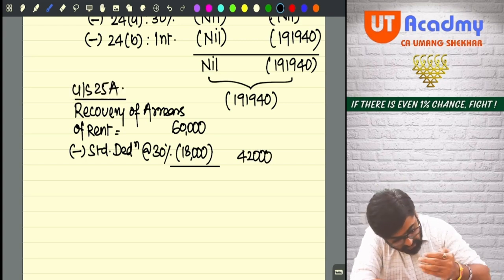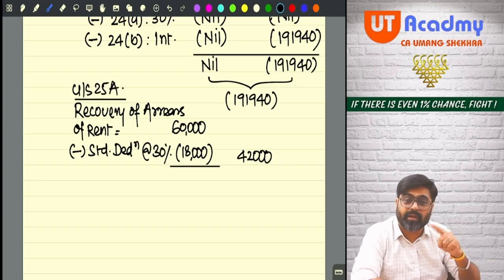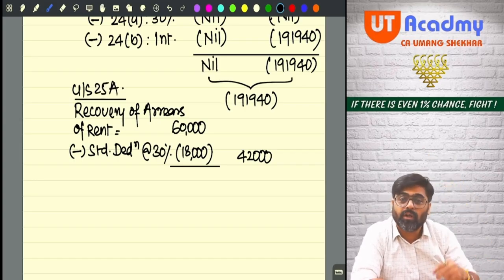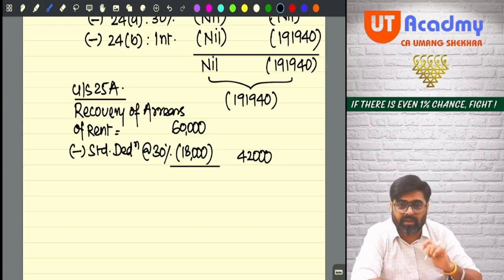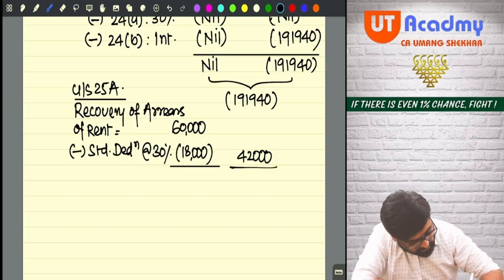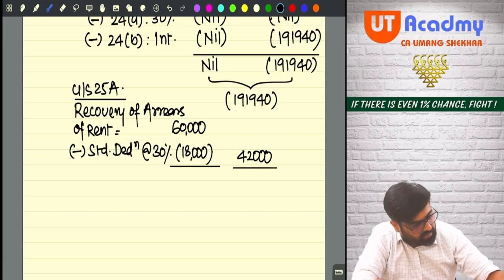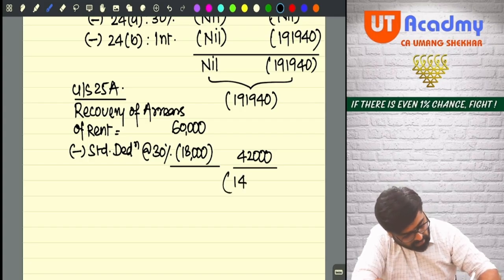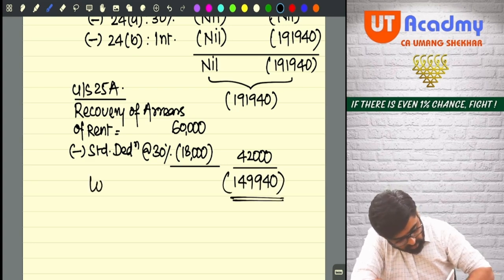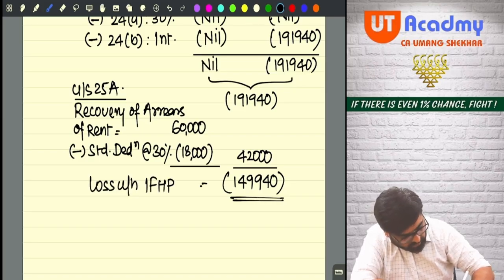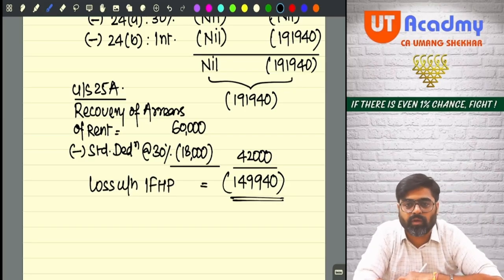Now this recovery will be taxable income under the head house property. So under the head house property you have one loss, yes or no? Now under the head house property you will have this taxable income. Now adjust both of them together. So 1,91,940 minus 42,000 will give you loss of 1,49,940. Still you are having this much loss. Now this is your loss under the head income from house property, remaining after setting off that loss against 42,000.